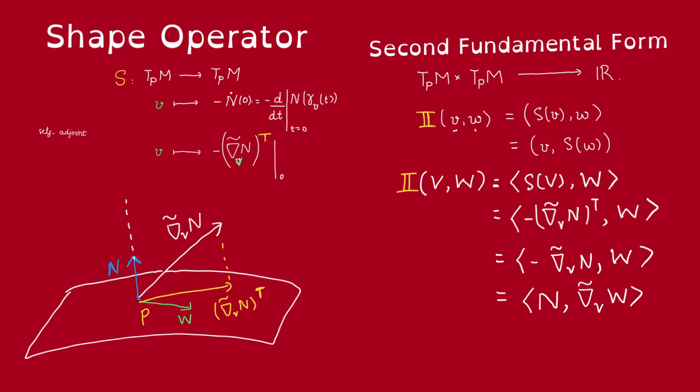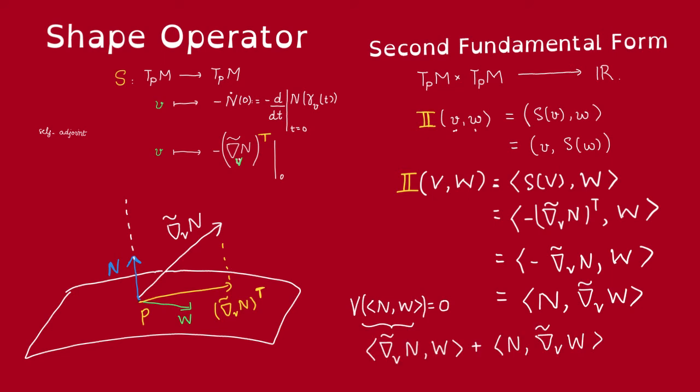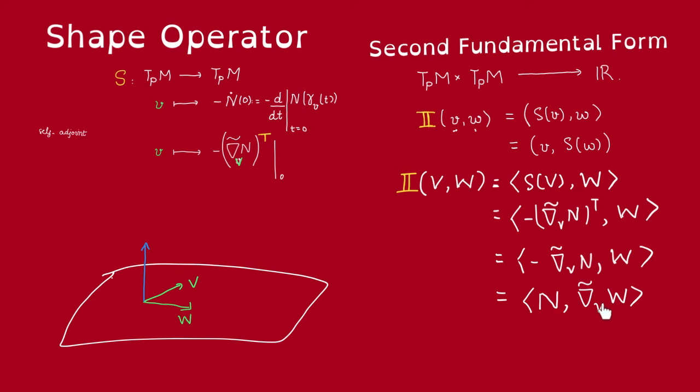So why is that? Well, observe that N and W are orthogonal, right? So this is constantly 0. This is a 0 function. So if we take V of this, differentiating in the direction of V, we should also get 0. But this is just the following by the product rule. So we see that this sum is 0, and thus we have this equality. Now, how shall we interpret this number? Well, N is a unit vector, so this is really just the scalar projection of this vector, this connection, in the direction of the normal vector N.